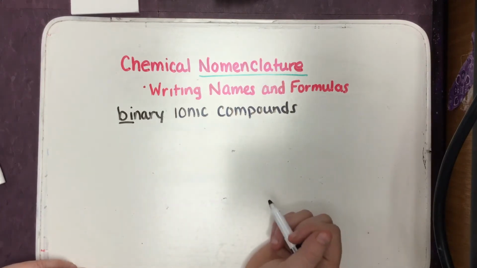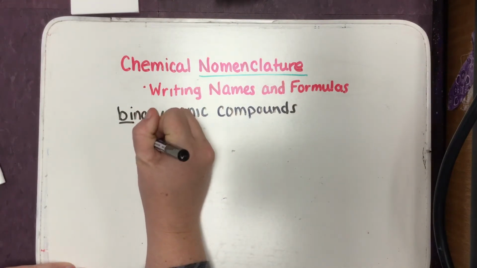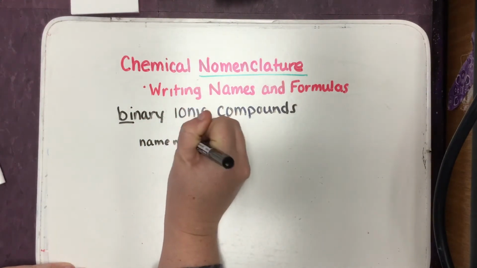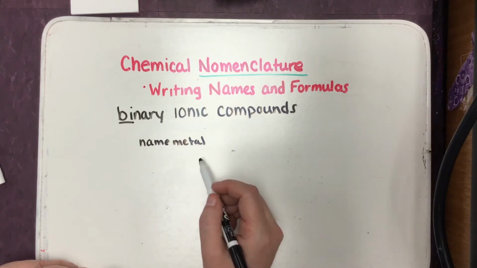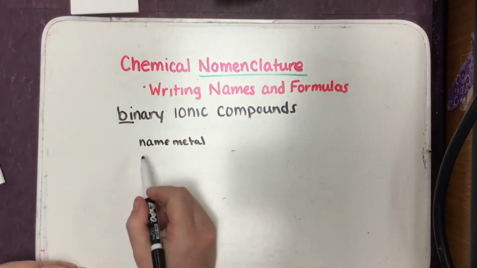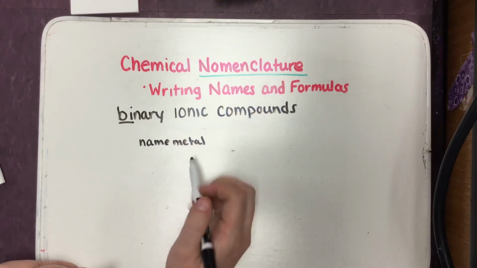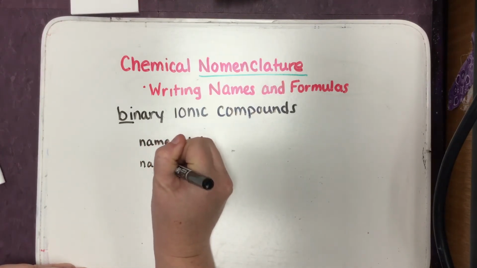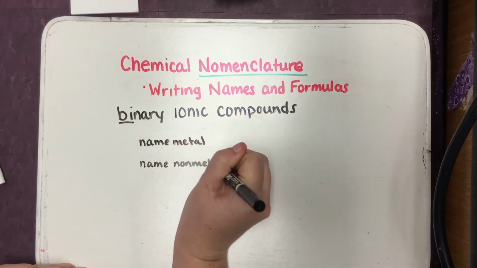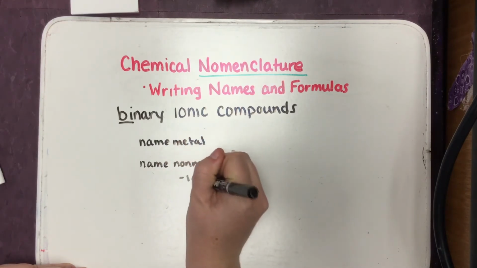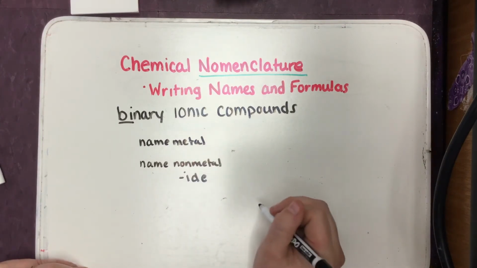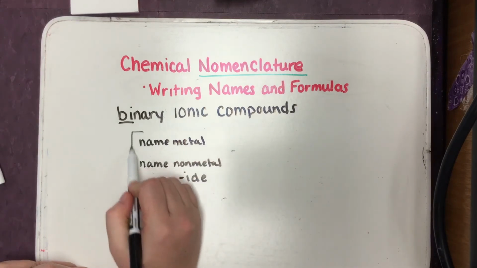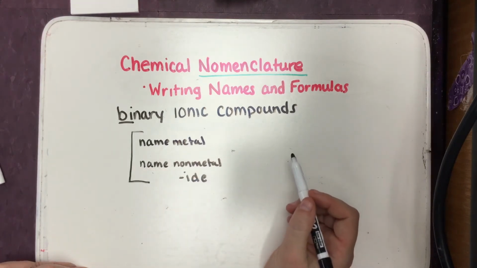To name binary ionic compounds, we name the metal first. And then, if it contains more than one charge listed on the periodic table, sometimes you're going to see a Roman numeral included just to indicate the charge of the metal. After we have the metal and the charge if needed, we name the nonmetal. But remember, the nonmetal's name will change to an -ide ending. That's where you got things like chloride, fluoride, phosphide. And that would be really the rules for naming the compound.